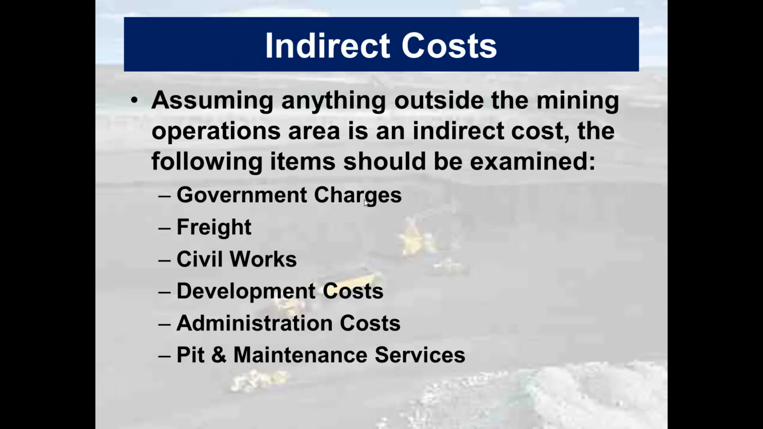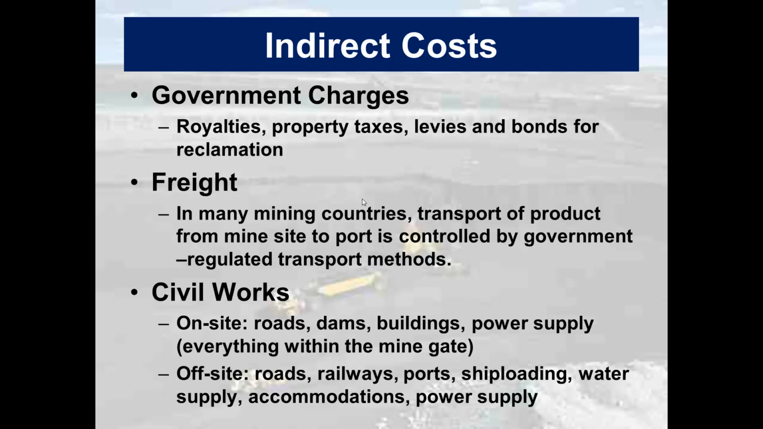Assuming anything outside the mining operations area is an indirect cost, the following items should also be examined: government charges, freight, civil works, development costs, administrative costs, pit and maintenance services. And we are going to cover these each individually. So how we define each of these categories of indirect costs: first of all, government charges. Those are royalties, property taxes, levies, and bonds for reclamation.